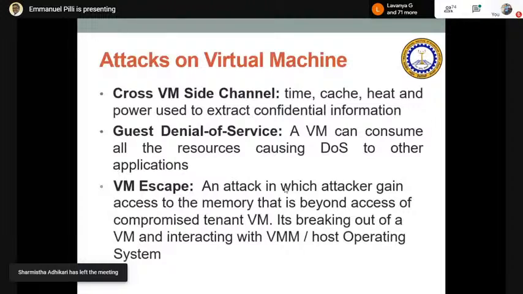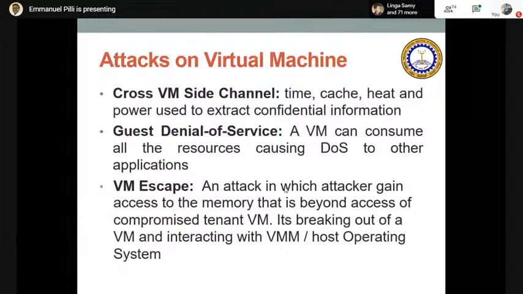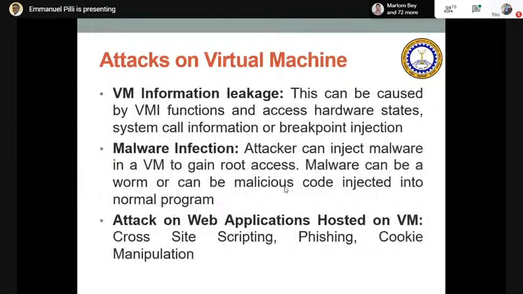A VM escape, very surprising, is an attack in which the attacker gains access to memory that is beyond the access of the compromised tenant VM. You break out of the VM and interact with the hypervisor or the host operating system. When you are able to do that, you get access to the hypervisor. So you escape from the VM and attack the hypervisor. That is what is called a VM escape attack.